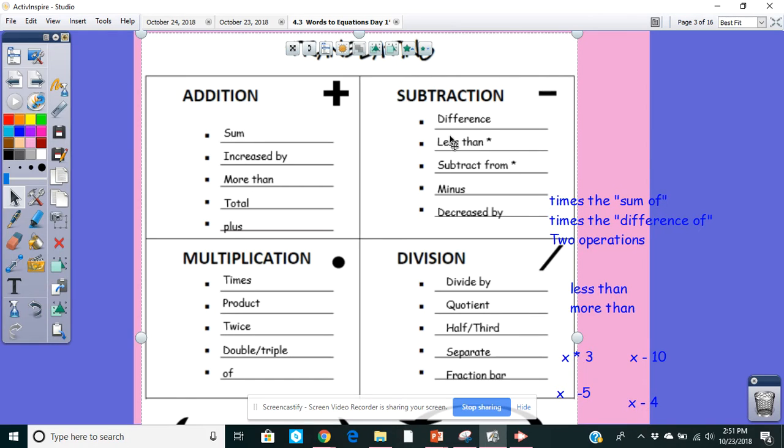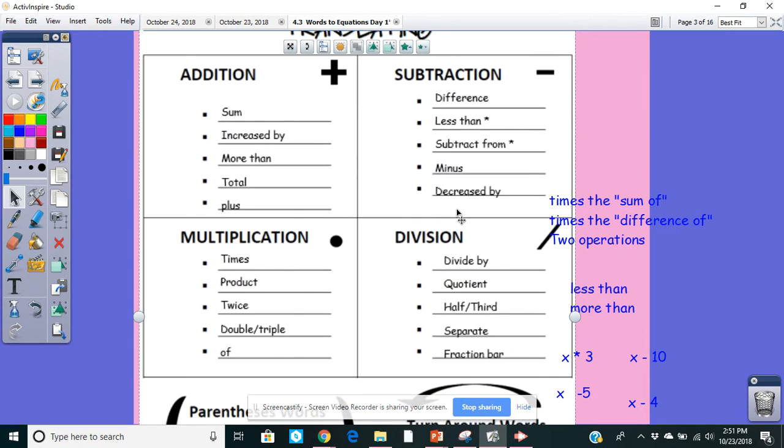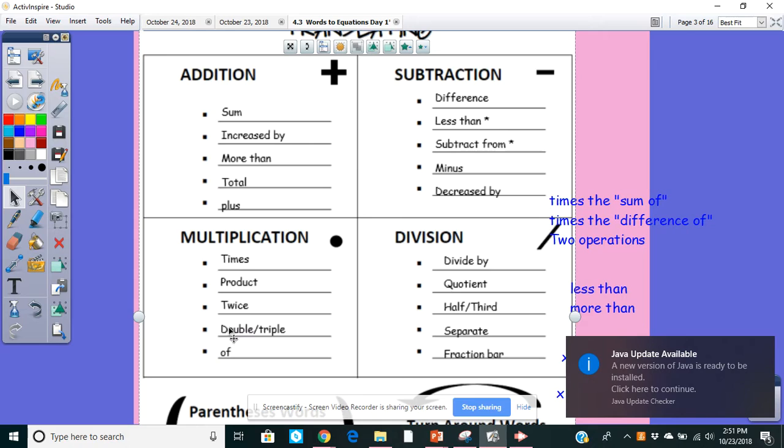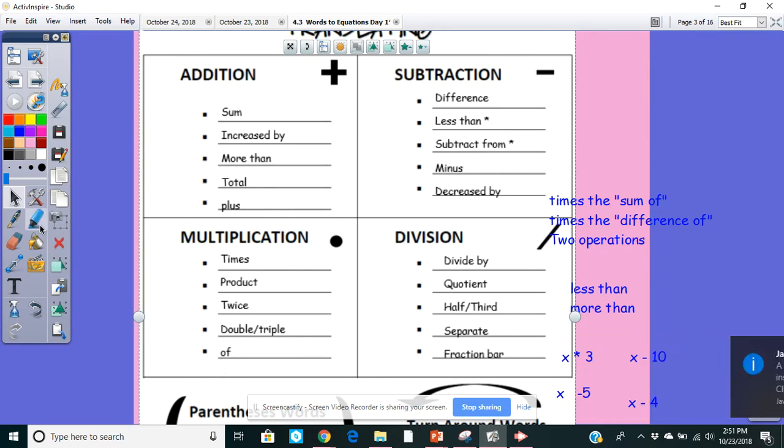decrease by. The words less than and subtract from are kind of special words, and we're going to talk about those a little bit more in a second. For multiplication, the words they're going to use are times, product, twice, double or triple. Remember, double is 2 times, triple is 3 times, and then the word of. The word of is very important. That word is used all the time, and it means multiplication every time. It's a word that we tend to overlook.